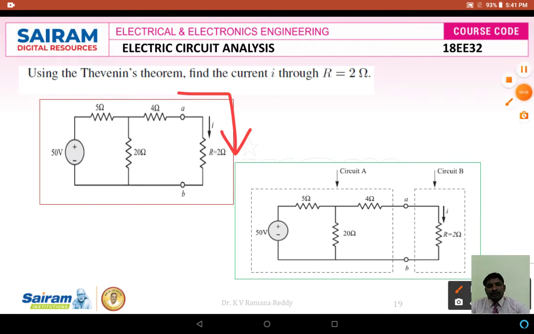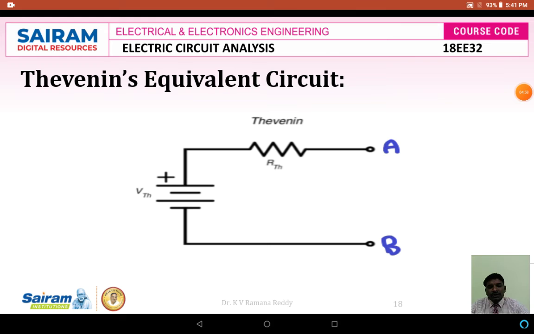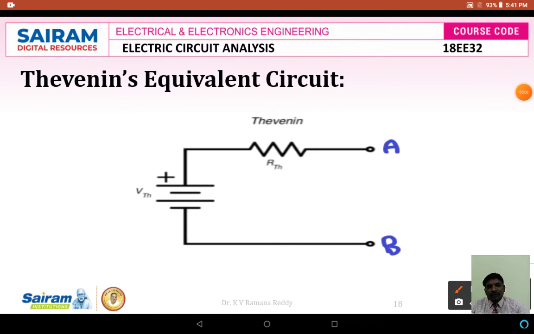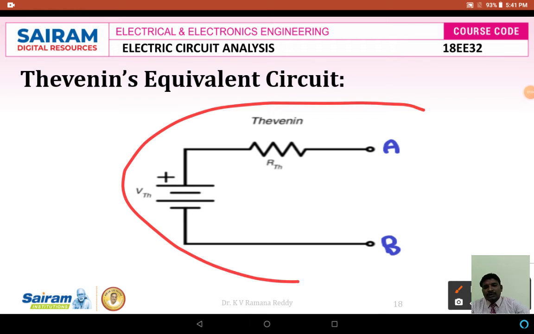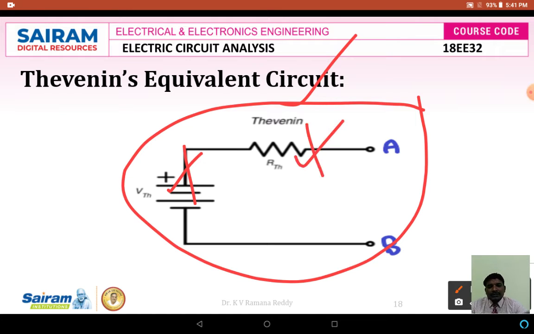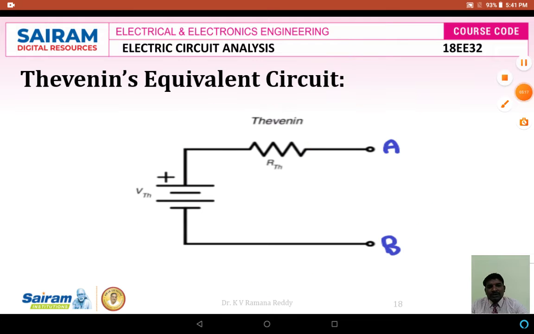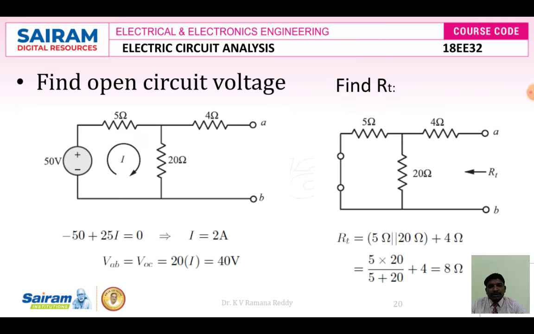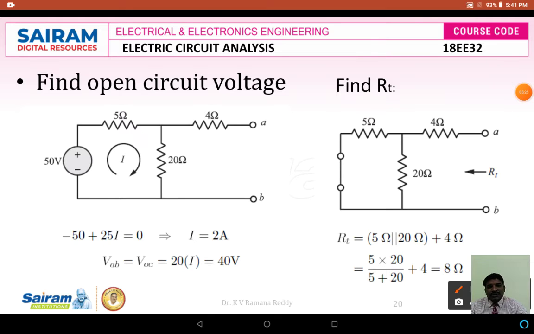According to the statement of Thevenin's theorem, whatever circuit is given in the problem, we are going to convert it into this simple Thevenin's equivalent circuit model, where we have to find two unknown parameters: the VTH value, that is Thevenin's voltage, and the RTH value, that is Thevenin's resistance. Now our aim is to find VTH and RTH for this circuit. Let us find VTH. VTH is nothing but the open circuit voltage.